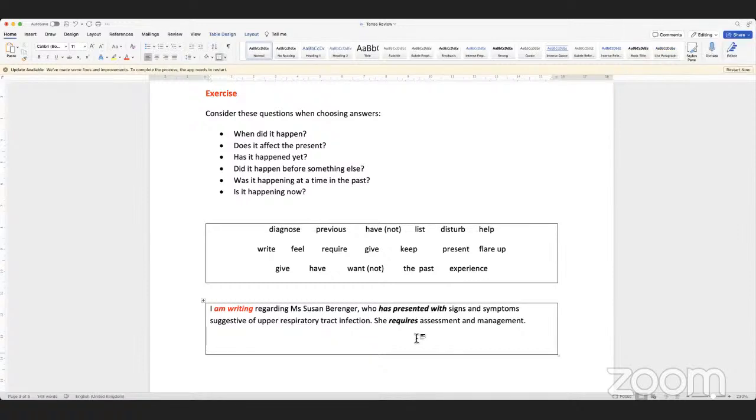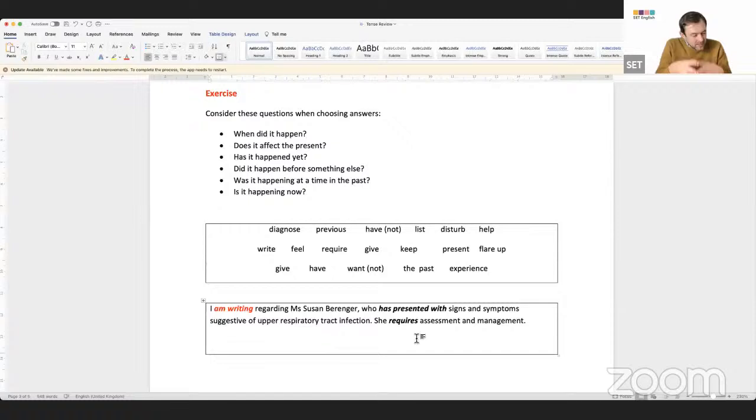Okay, so what you're telling me here is, remember, this is called the present perfect. If you use the present perfect, you're telling me that this presentation happened recently and that right now she has those problems. She still has those signs and symptoms, and they are affecting the present. That's the feeling.